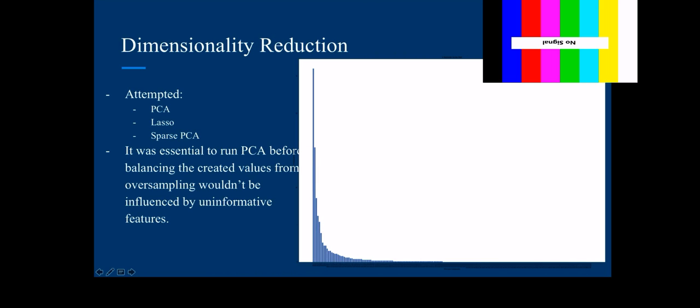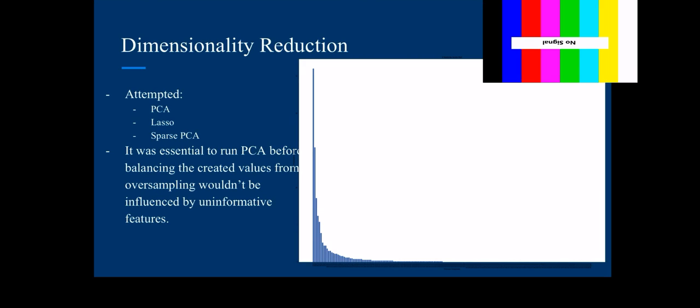So we attempted three different types of dimensionality reduction. We started out with PCA. This is actually a scree plot from our first PCA that we ultimately went with. We ultimately cut it off at about, and I'm sorry it's hard to see, about 2% explained variance.